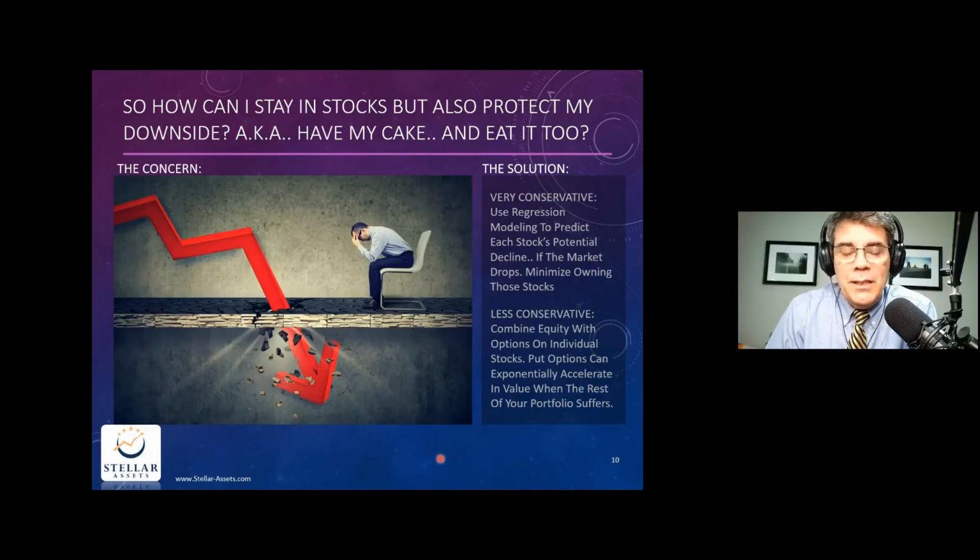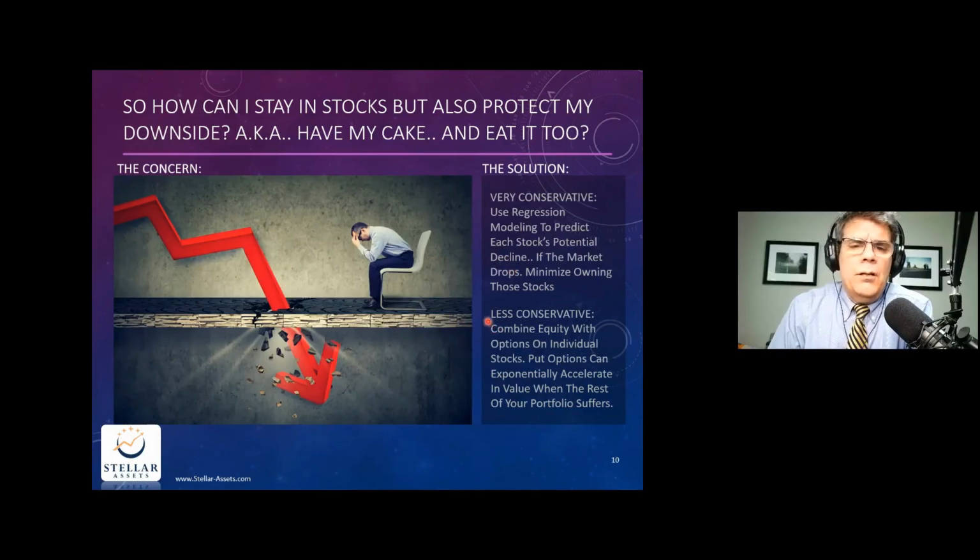Actually, there are 2 answers depending on your risk profile or how much risk you're comfortable taking. And we'll go into more detail on both of these. But for very conservative investors, we use something called regression modeling. I'll explain what that is. But regression modeling can help us steer clear of the most vulnerable stocks in a downturn. So you can enjoy much of the upside without exposing yourself to the most vulnerable potential losers in a decline.